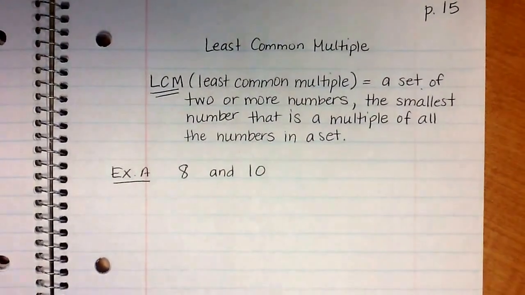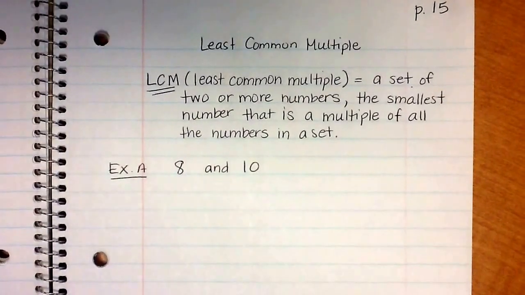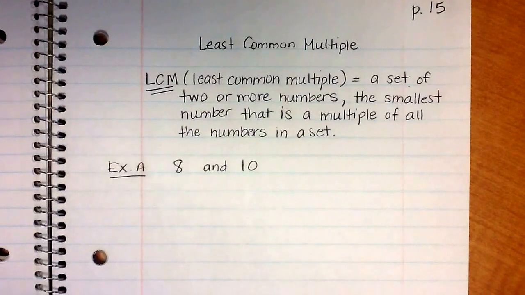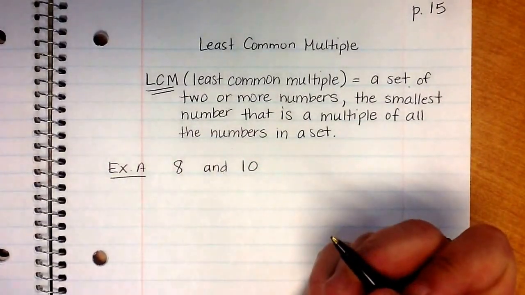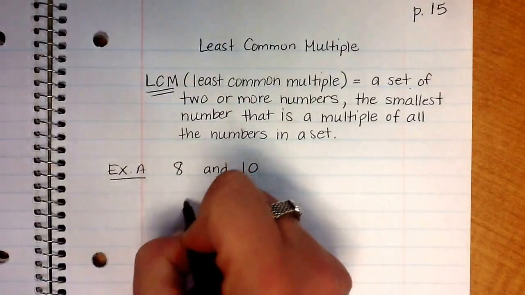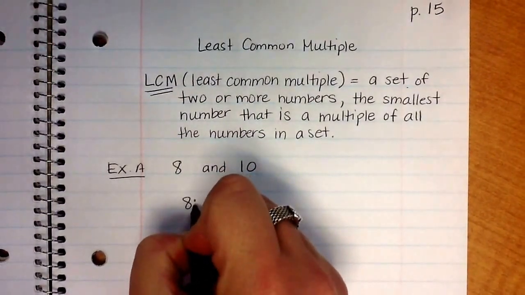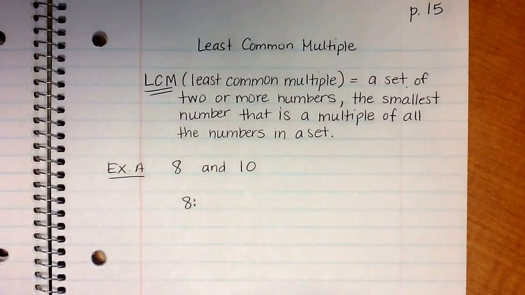So in a least common multiple, I want to multiply to get larger numbers. That's one way you can remember it. Multiple is to multiply to get larger numbers. So I'm going to start by listing all the multiples of 8. So I start with 8, and let's put a colon here. And I want to list all the multiples of 8.